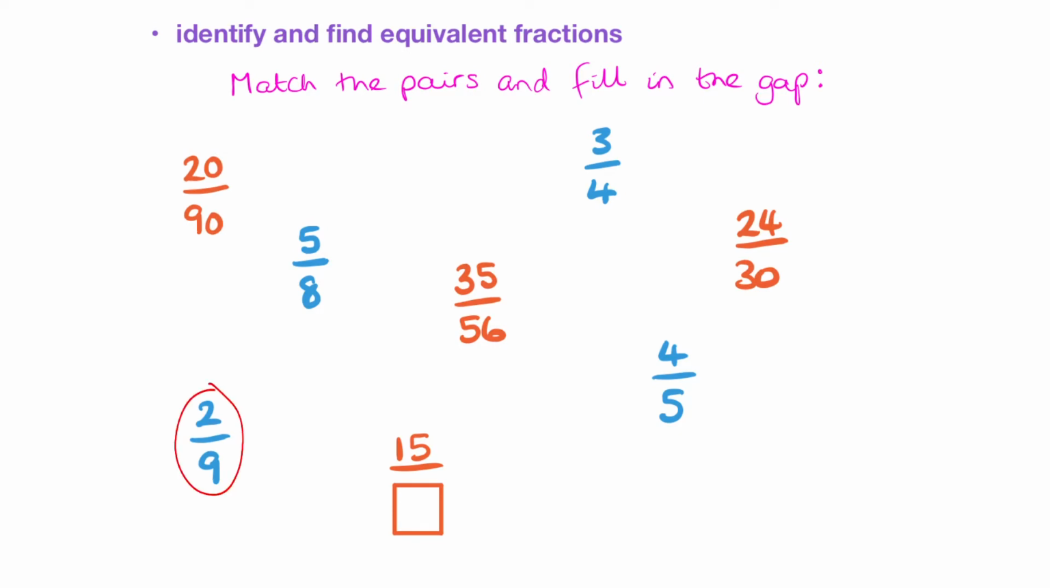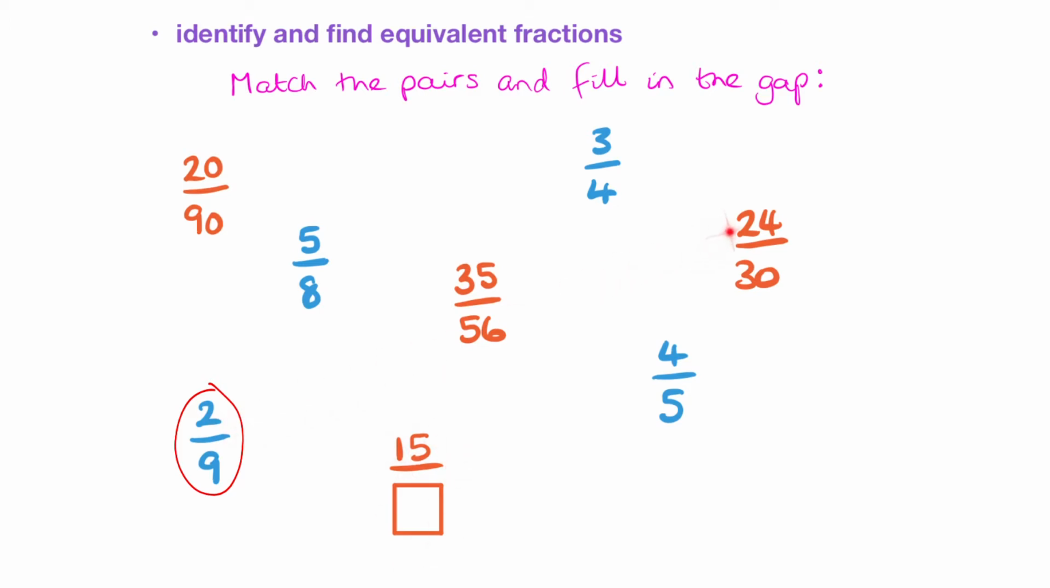Okay, so looking at the other fractions, at the orange fractions, 2 has to have been multiplied by something to get the top, and 9 has to have been multiplied by the same amount to get the bottom. So there's no point in looking at this one because 2 doesn't go into 35. So we know it's not that one. 2 doesn't go into 15 either, so we know it's not this one.